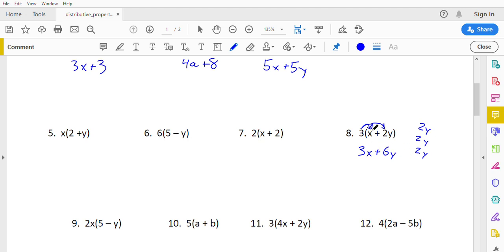Okay? We've been doing that all along with these. There's just an invisible 1 in front of x that we don't write. Okay? It's like wearing socks with sandals. You can write it there, but you probably shouldn't. So 3 times x is really 3 times 1x. So 3 times 1 is 3. 3 times 2 is 6. Okay?